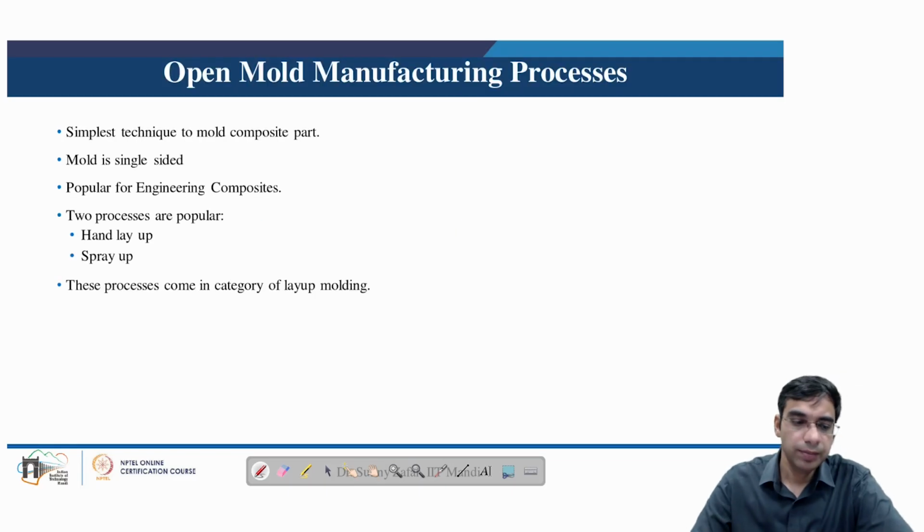In the open mold manufacturing process, this is perhaps the simplest technique to mold a composite part. The mold is a single mold which is open from one side. This is popular for several engineering composites, and the processes of hand layup and spray layup utilize the open mold to make the composite parts.